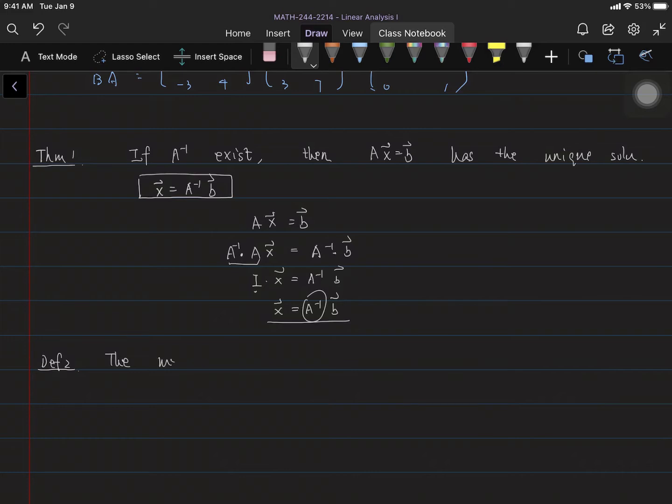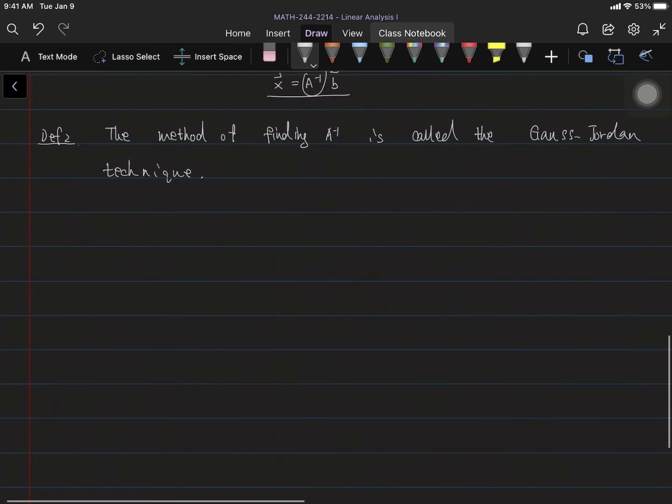Definition 2. The method of finding the inverse matrix is called the Gauss-Jordan technique. Let's take a look. I'm going to show you how to find the inverse matrix. So we're going to do it this way.